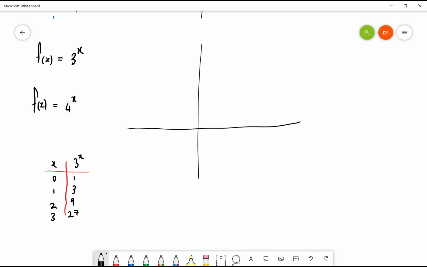Can you see that it grows really quickly? And so if I were to draw this to scale, I'll have 1, 2, 3, 4, 5, 6, 7, 8, 9, 10, and so on. I'm sorry, that's not what it meant to look like. 1, 2, 2, 9, that's fine. But the thing is that by the time I get to 27, it's off the graph somewhere.